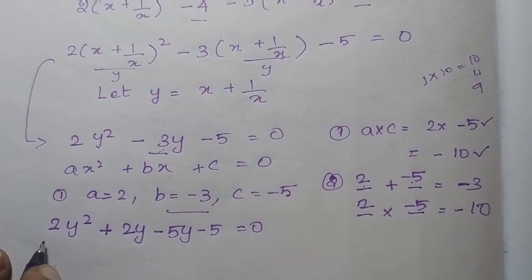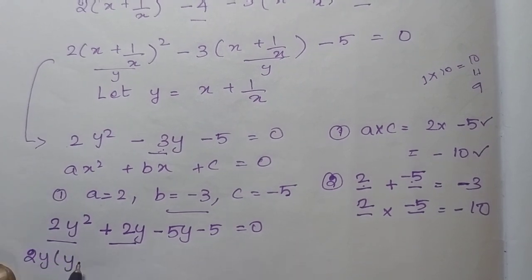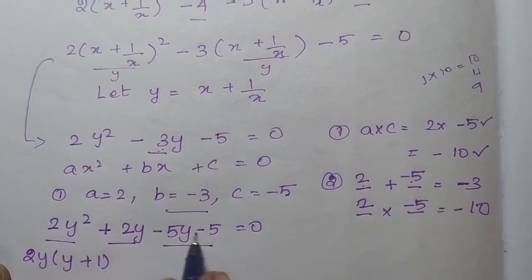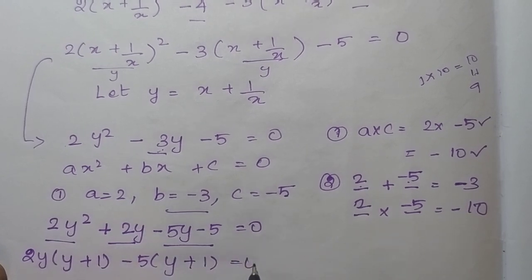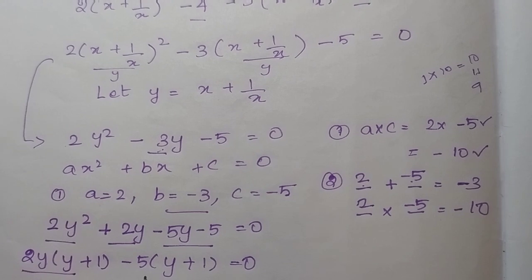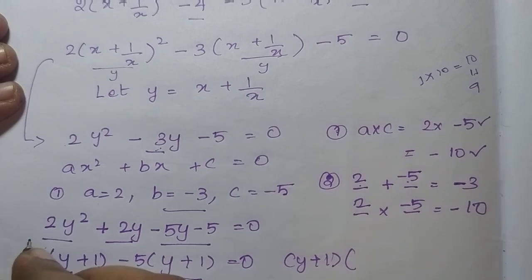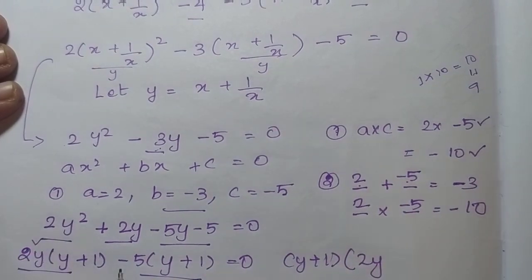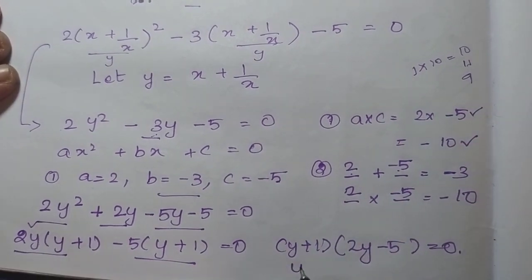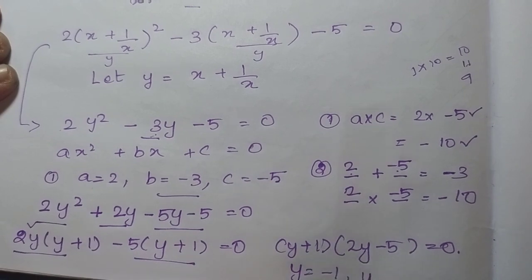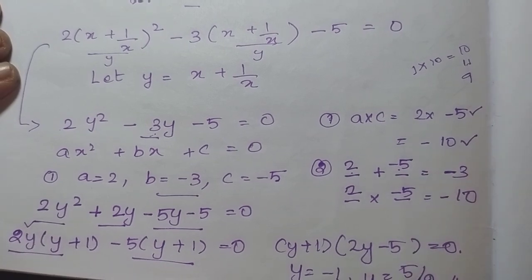Here, if you see these two terms, 2y is common. Therefore, if I take 2y, it leaves y plus 1. If you see here, minus 5 is common. If I take that, the leftover is y plus 1. That is equal to 0. If you see both the terms, the common factor is y plus 1. The leftover is 2y minus 5, that is equal to 0. From this equation, I found y is equal to minus 1 and y is equal to 5 by 2. Okay.